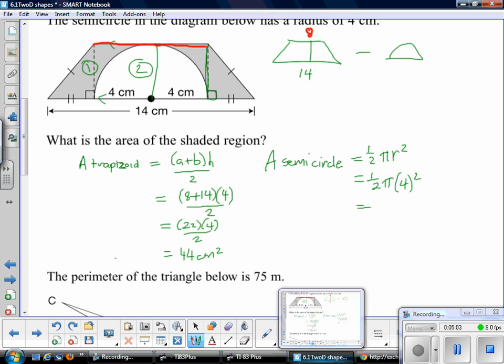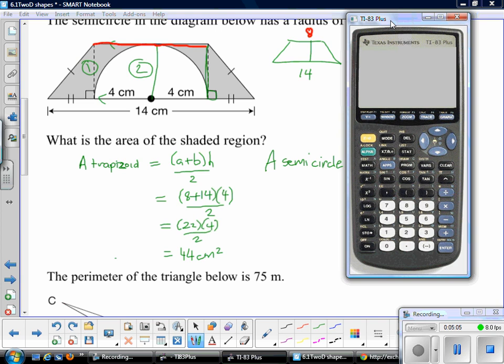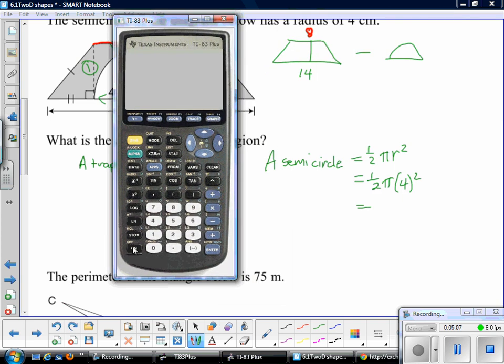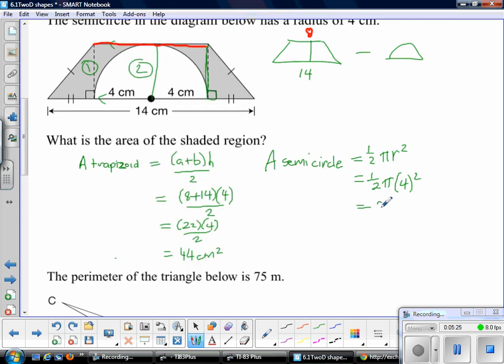And I do not do pi in my head. I'll be perfectly honest, I do not. So up comes a calculator, clear of its information. So 0.5 times pi. Now on my calculator, I know where pi is. Actually, notice it actually put pi in there. Times the 16. And it tells me it's 25.1 roughly.